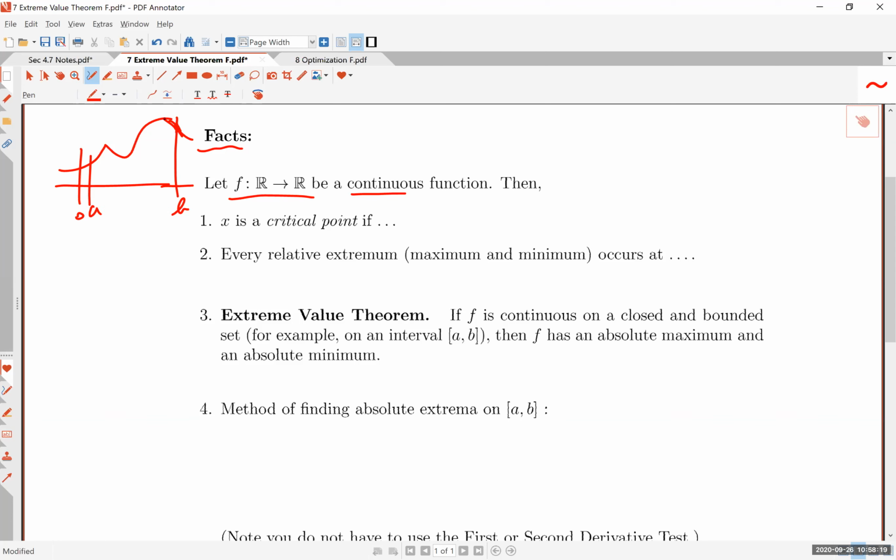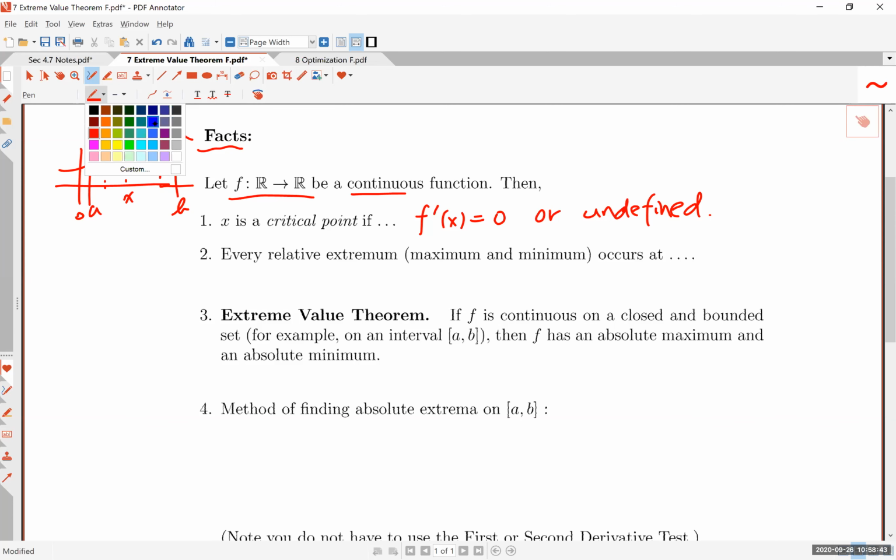And continuous means there's no hole or gap or whatever. X is a critical point, okay? I can see here's a critical point, right? If what? The derivative at X is equal to 0 or undefined, all right? So that's the definition you learned for critical points. I can see another critical point here, because the derivative seems to be 0, and I can see another critical point, right? So at this point, looks like the derivative is 0. Here, the derivative is undefined. All of these are critical points, all right?